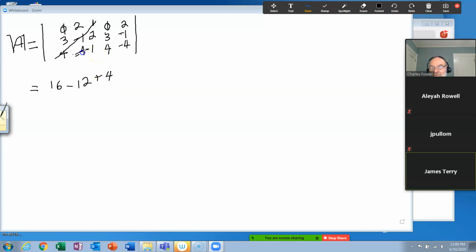Plus 4. How about this up diagonal? Plus 0. And then this one? Minus 6. Perfect. Okay, let's add our positives together. That looks like a 20 to me. And our negatives together, that would be a minus 18. And that gives you a determinant of 2, which means this matrix should have an inverse.